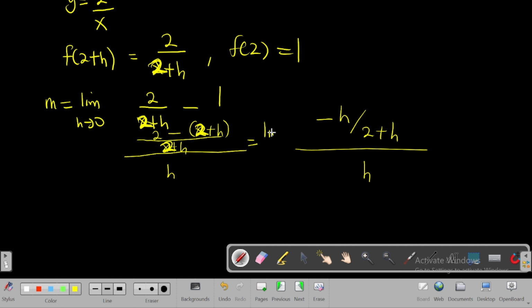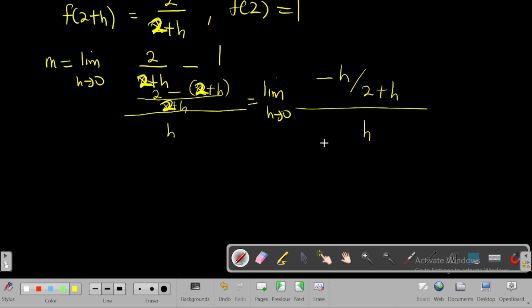This is the limit as h approaches 0 of this function. I believe everyone understands up to this point, right? Now let's continue solving to get the value of our slope.